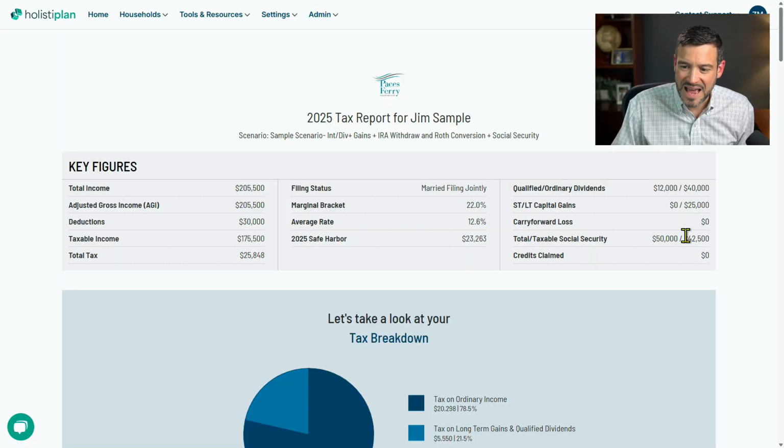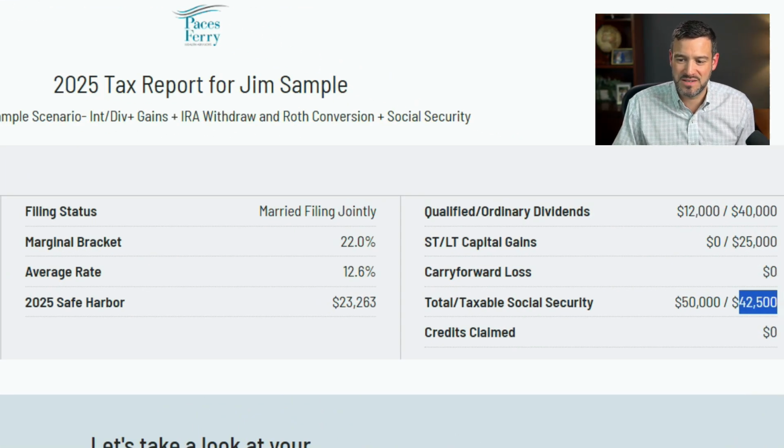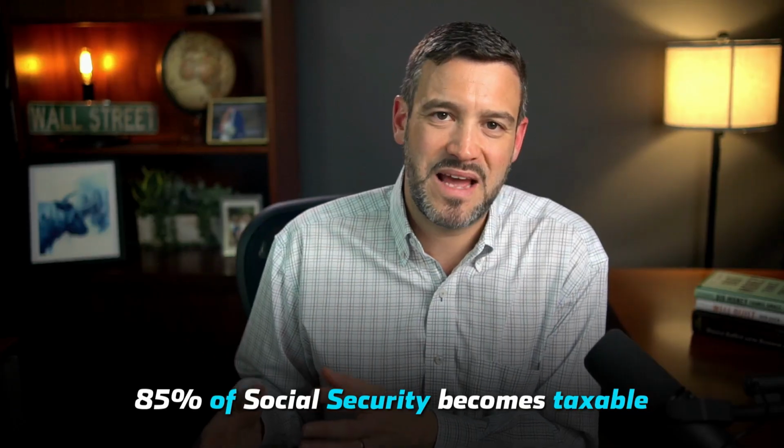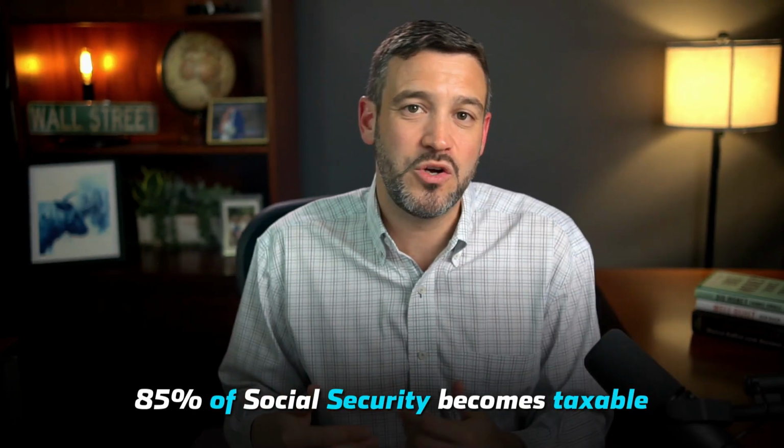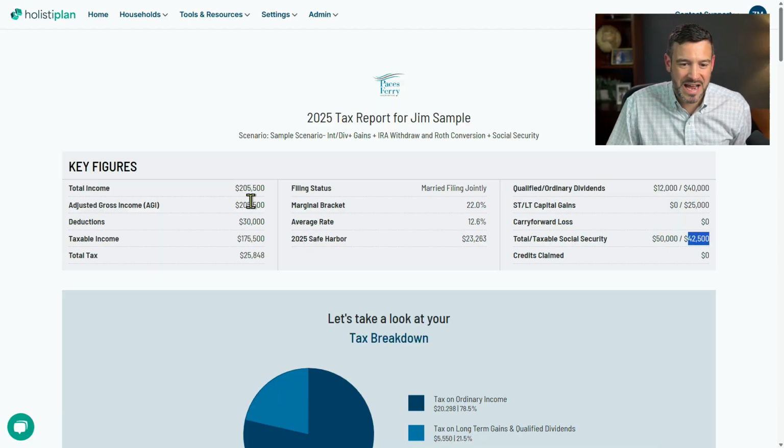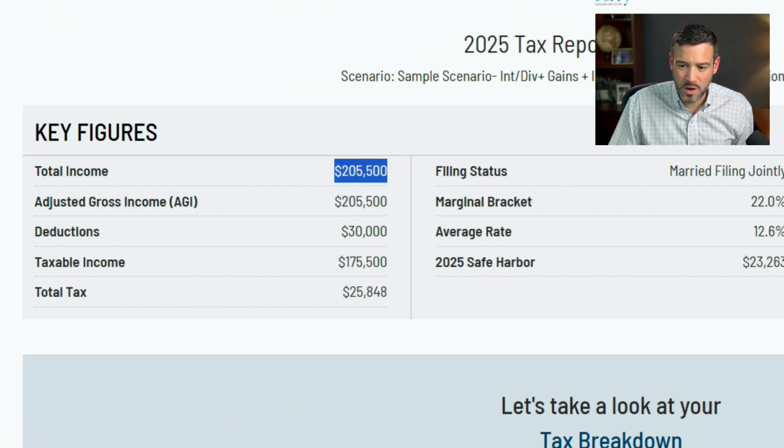So if this couple were to have a total of $50,000 worth of Social Security income, their total taxable amount of their Social Security is going to be $42,500. Now, this is interesting because the total taxable amount of the Social Security isn't 100%. Depending on your income, it could be much lower, but 85% is the max that your Social Security could be taxed, or how much could be included in your taxable income. So that $42,500 is then included in the taxable income.